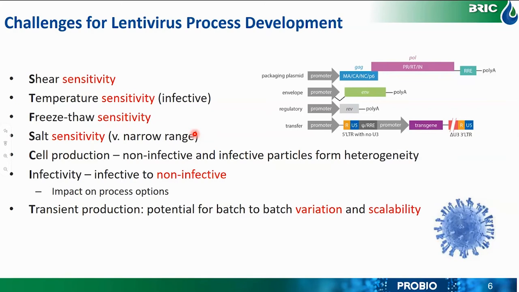Also, the infectious particle for the final product. Also, because currently most lentiviral vector or AAV production uses transient production, there is potential for batch-to-batch variation and scalability issues. It is very challenging to scale up from small scale to large scale for viral vector manufacturing.